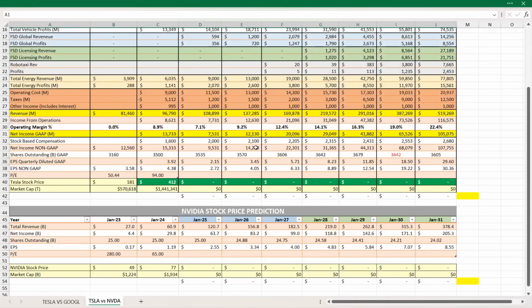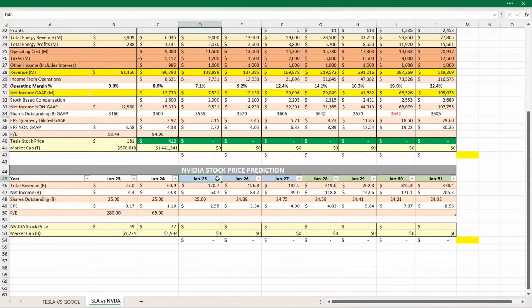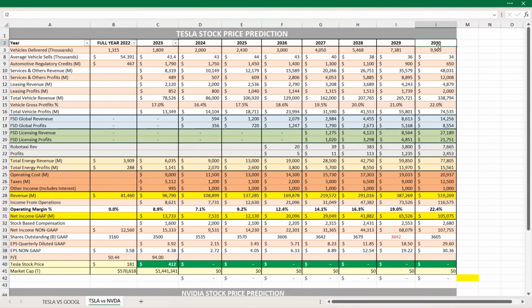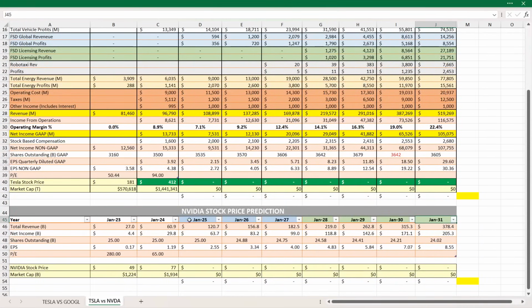For Nvidia, you can see in the blue tabs, January 2025, January 2026, and January 2027. This is from actual analysts predicting these will be the numbers, which is an insane amount, because we just did January 2024, which just passed. Nvidia is 1 year ahead, as you can see. January 2031 for Tesla, I put here 2030. So it's 1 year ahead. So 2025 will end in 2024, which is quite funny.